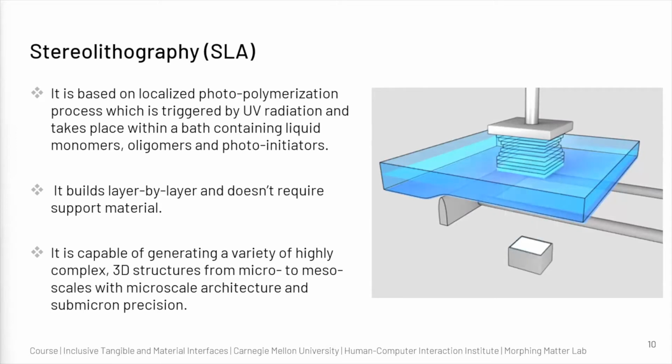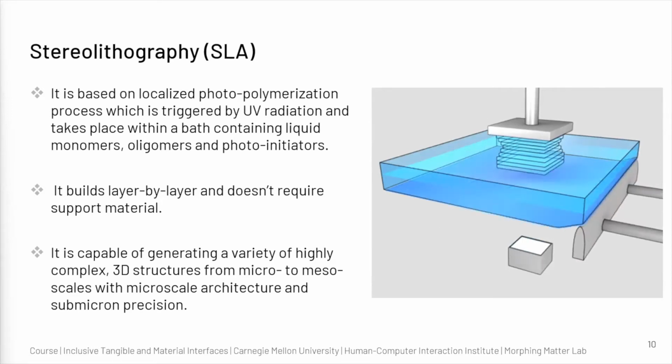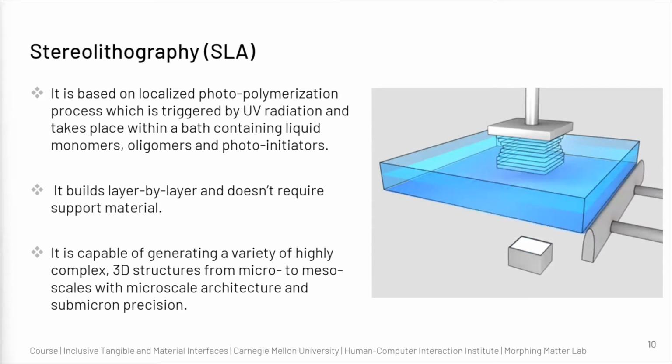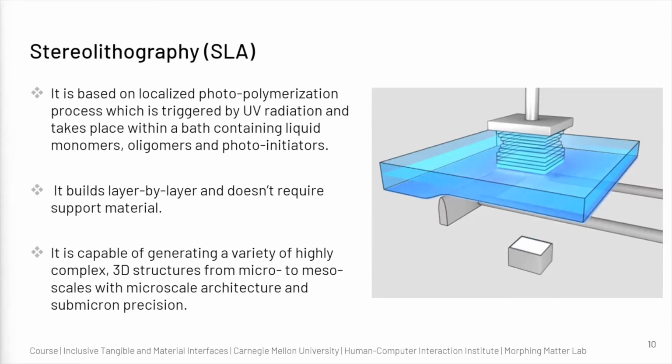In this process, the photoresist or the photopolymer comprises monomers, oligomers, and photoinitiators. When the light is projected, selective photopolymerization takes place, and in this process also it builds layer by layer. The biggest advantage of this technique is that you can print different structures with complex geometries without using support materials. Or in some cases, if you use support material, it is the same material that you can chop off. And you are capable of creating geometries with very high resolution with sub-micron precision.